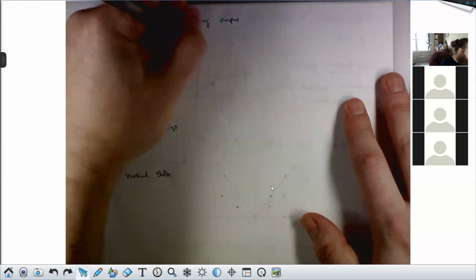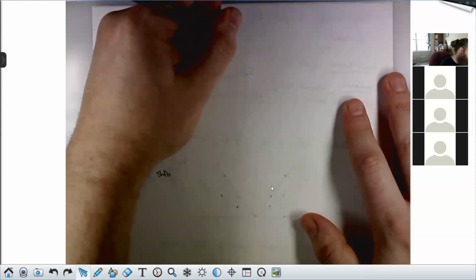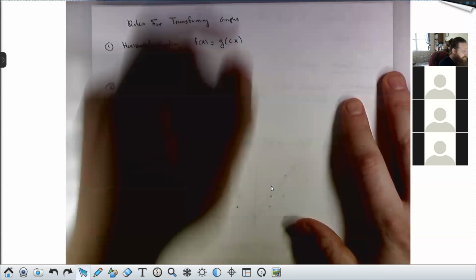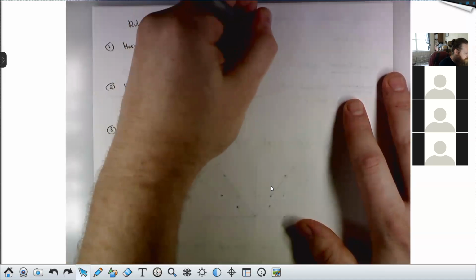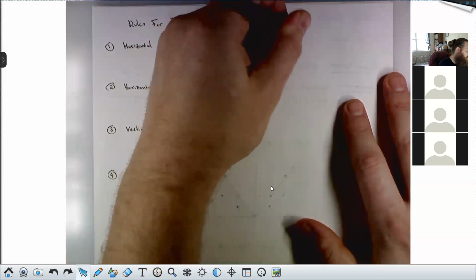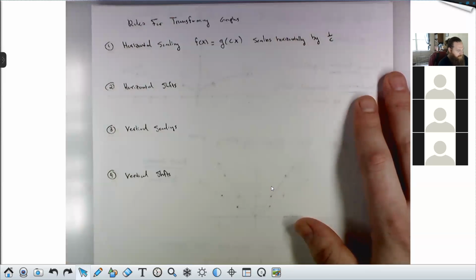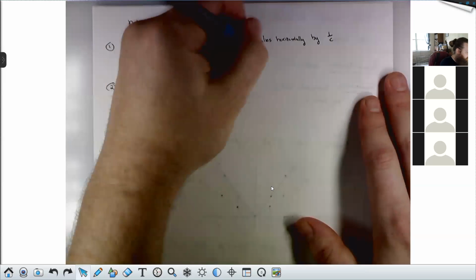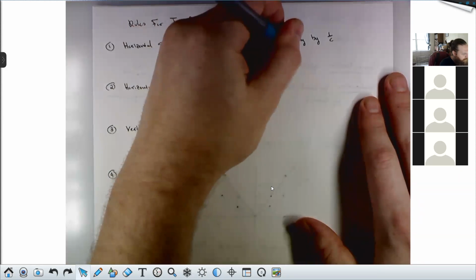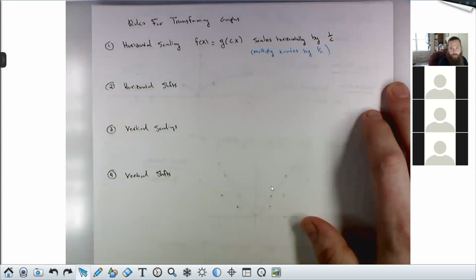A horizontal scaling means your function f of x is equal to the parent function of some constant times x. And this scales horizontally, not by c, but by 1 over c, which means you're going to multiply the x values on the parent function by 1 over c. And that works whether c is positive or negative.